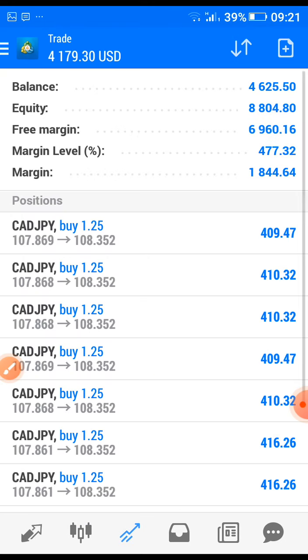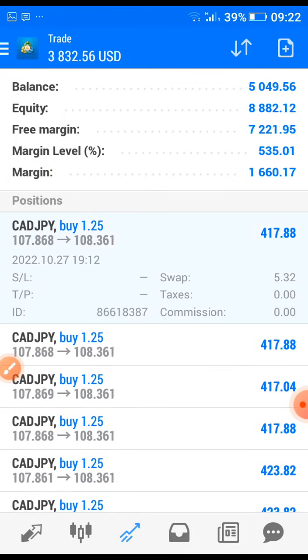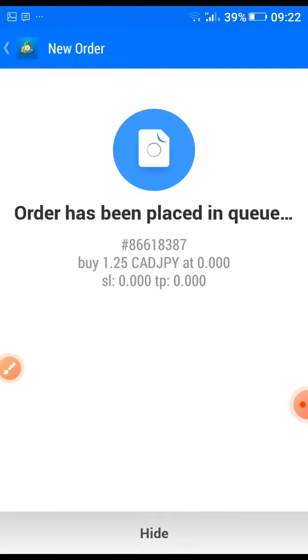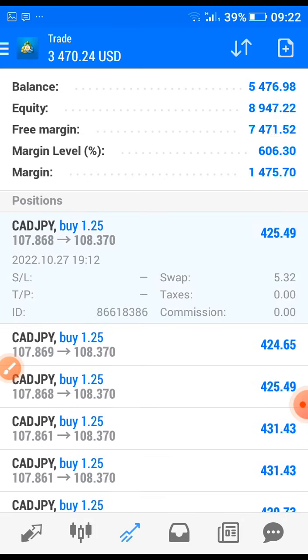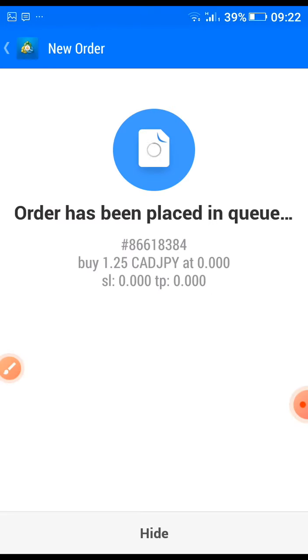You can see currently on my chart I'm making a profit of 4,000 US dollars now, and I want to close it now. I want to close all the trades now with over $4,000 profit. This is a very huge profit, guys.